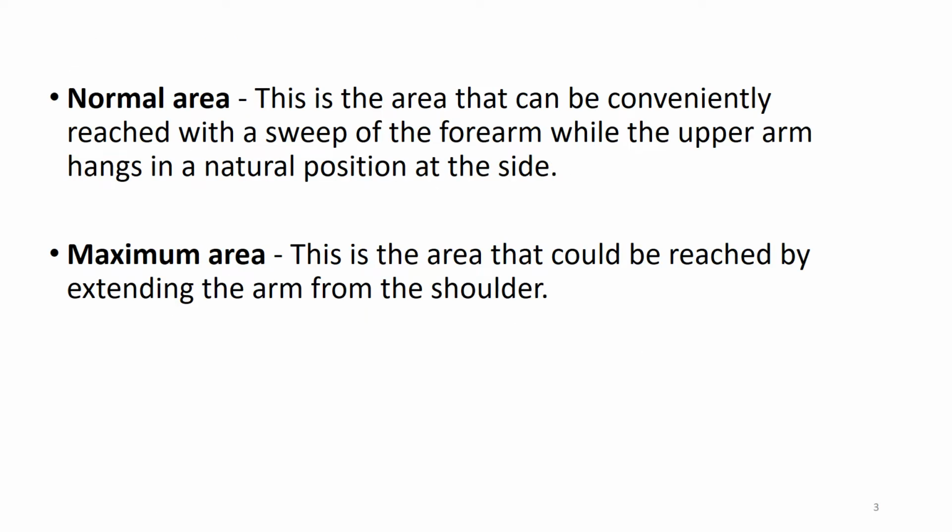So normal area means this is the area that can be conveniently reached with the sweep of the forearm, while the upper arm hangs in natural position at the side. As the name indicates, this is the normal area, or the average area that can be reached by a worker. Whereas the maximum area is the area which you reach by extending the arms from the shoulder. Once you lean forward and put your arms to the maximum extent, that is where the maximum area comes. So the important thing to note here is two areas, normal area and maximum area.